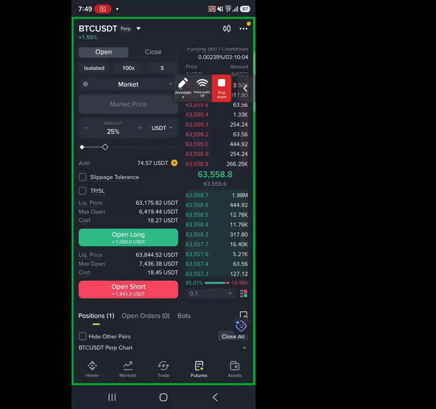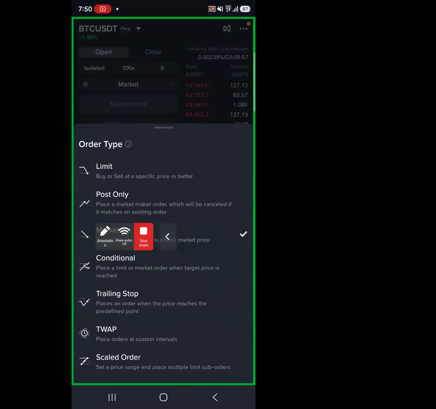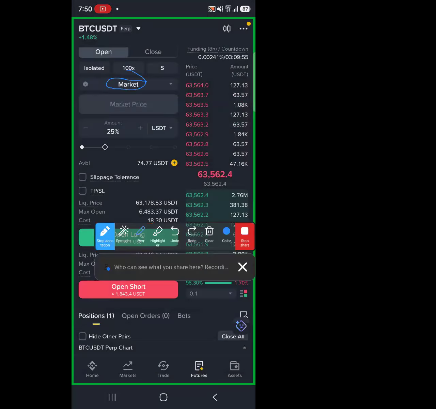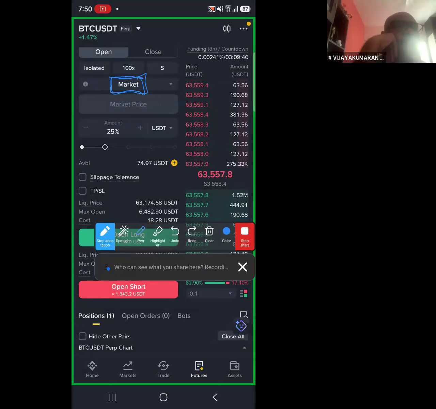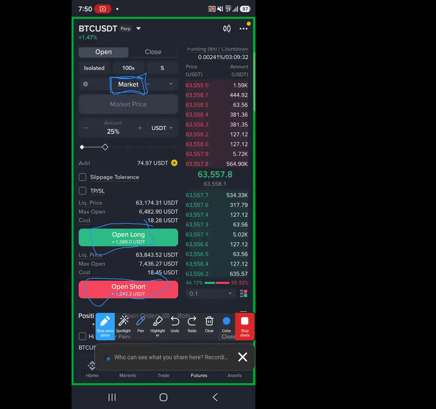Then when it comes to the market here, you can decide to choose. If you tap on market, when you see here written market, it means every trade that you want to start, if you just come and open it, it will be opening at market price. Once you're done with the settings, once you tap on open long or open short, the trade will start instantly at market price.